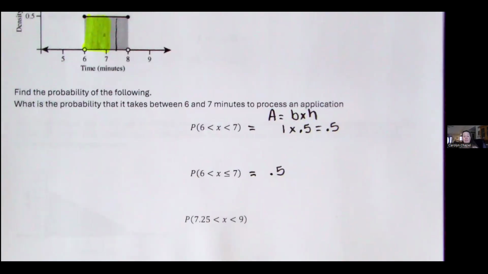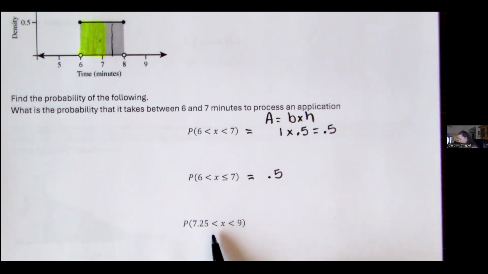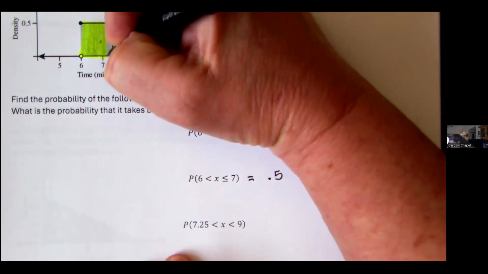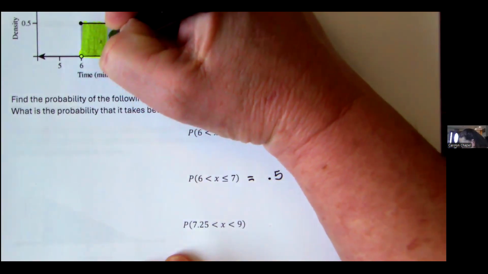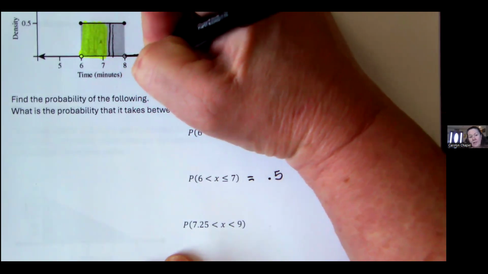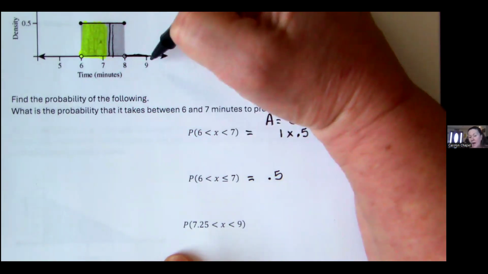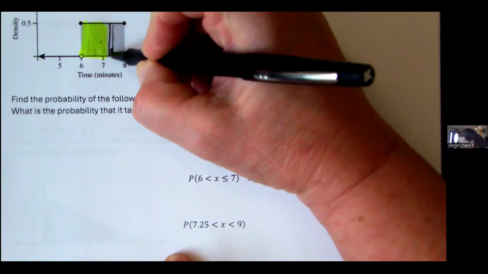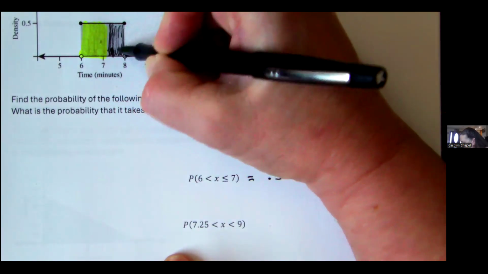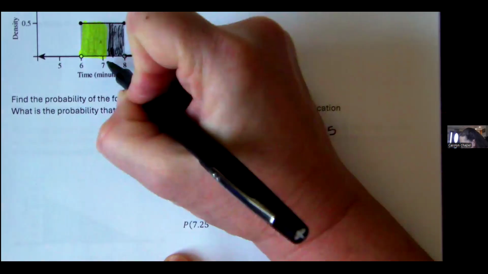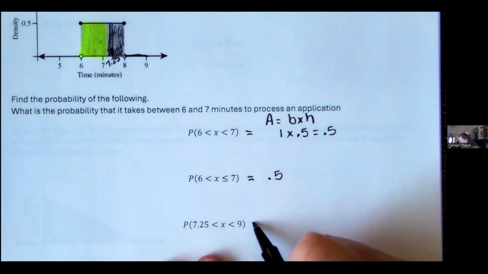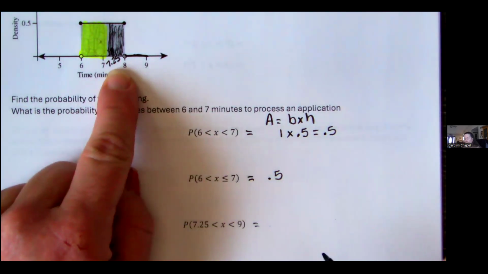Okay, now let's go from 7.25 up to 9. I'm going to shade this one in black. 7.25 is about here, and 9 is here, but we're going under our curve. Notice that from 8 to 9, we do not have any height, so there isn't going to be any area there. The only area we have is from 7.25 to 8.